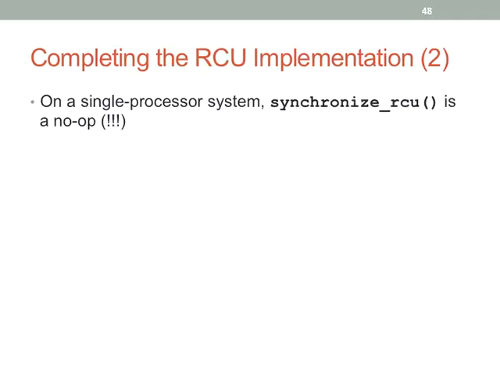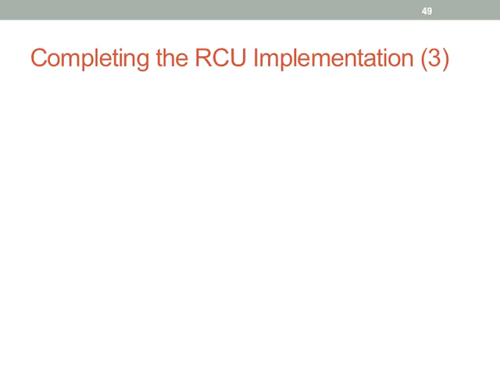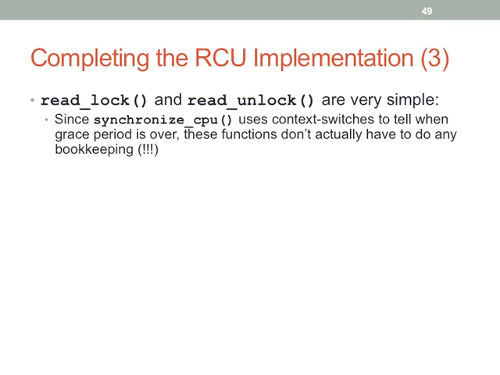Okay. So single processor synchronized RCU is a no-op. Why would that be? Yeah, so we're already inside the writer, and we already reached the synchronized RCU point. We know all the readers that started reading before this point have finished, because we're in the writer now. So that's fun. Let's go ahead and skip that. So read lock, read unlock, very simple. They turn out to be no-ops as well. Synchronized RCU is doing all the work.